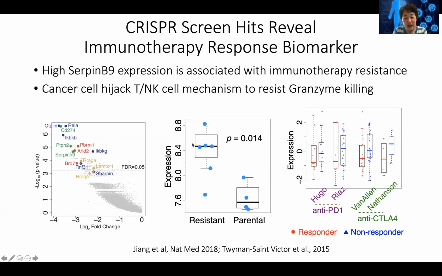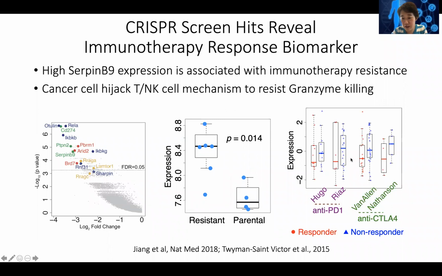And looking at many other studies, this is in animals. In mouse, previously, scientists grew a mouse tumor and treated the mice with anti-CTLA4 antibody, and then compared the resistant tumor gene expression with the parental sensitive cell line. And they asked, what is the expression difference? They see that the resistant tumors have higher expression of SERPINB9.